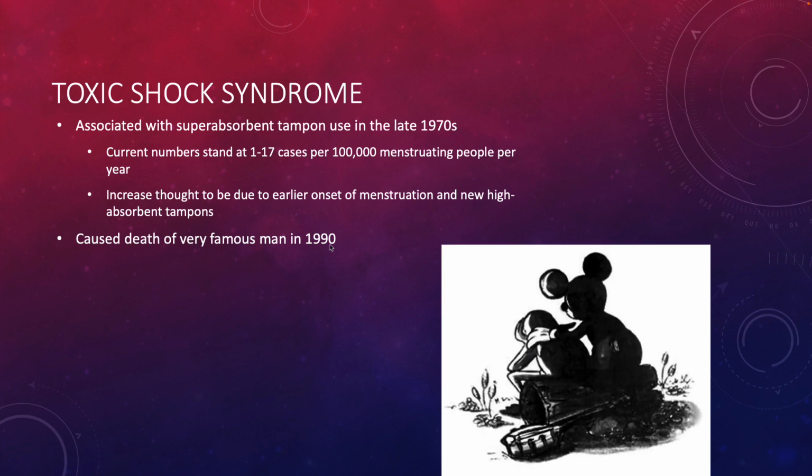And he worked closely with Disney. And so the Disney animators, when Jim Henson died, drew Mickey Mouse consoling Kermit the Frog because Kermit was sad that Jim Henson had died. So it doesn't discriminate. You could be rich, you could be poor, you could be famous, you could be not. And that type of infection, with the overwhelming reaction of the immune system, can kill you.